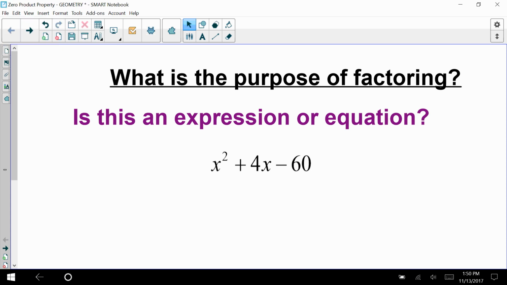Okay, so yesterday you watched a video on factoring, and we really just factored the expressions to factor the expressions. But I want us to really dive into this question: what is the purpose of factoring?